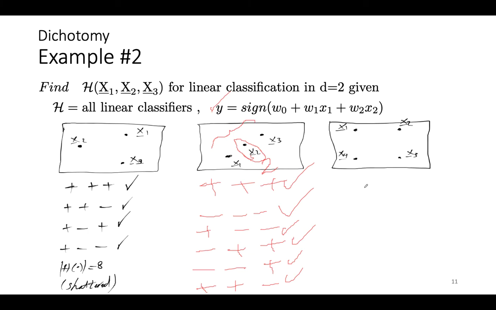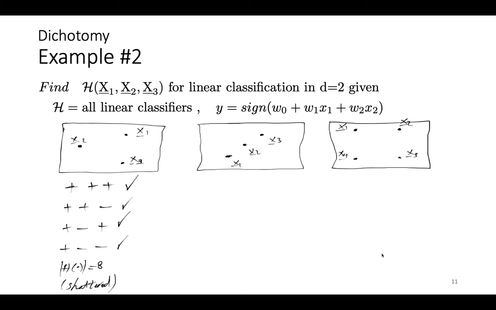So the final answer for this would be 6, because these two are not supported, this one and its dual case, right? So the number of distinct values of the hypothesis function in this case would be 6. And since 6 is smaller than 2 to the power of n, we're going to say that this hypothesis, H, does not shatter these 3 collinear points, okay?